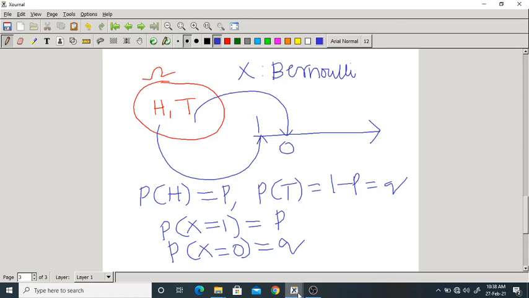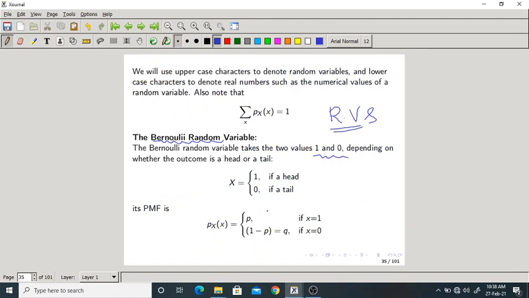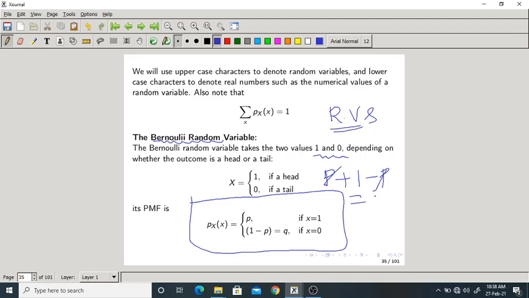So that is the probability mass function of the Bernoulli random variable. If you add all these elements, what do you get? P plus 1 minus P equals how much? 1. So that is satisfied. So please remember, if you add all the PMFs, the sum should be equal to 1. After all, a PMF is a probability. So you already know the sum of all probabilities should always be equal to 1. So please note this. This is the Bernoulli random variable PMF, probability mass function. Now this is how the Bernoulli random variable is defined.